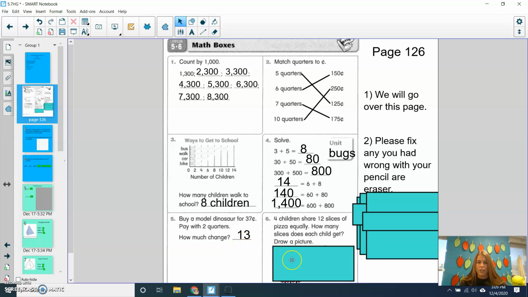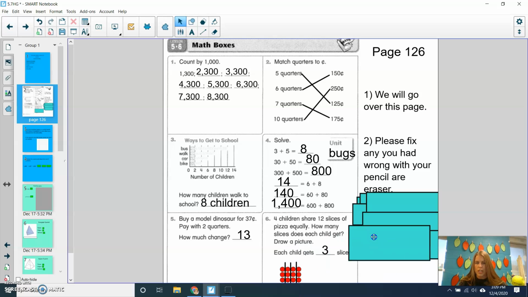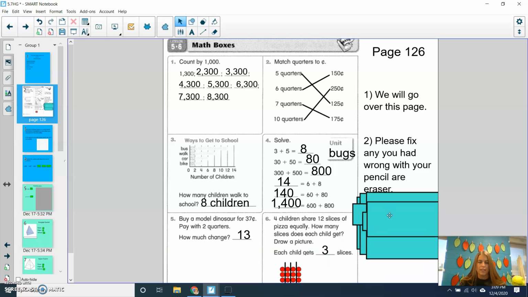For question 6, 4 children share 12 slices of pizza equally. How many slices does each child get? Draw a picture. I just made an array at the bottom for my picture. Your picture maybe looks very different than mine, and that's okay. But what I did is I divided my 4 children, and I gave each of them 3 slices to divide up the 12 equally. So each child gets 3 slices.